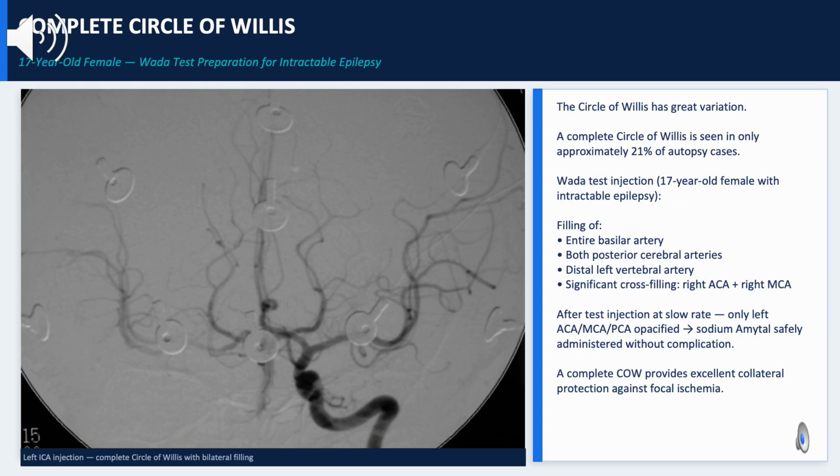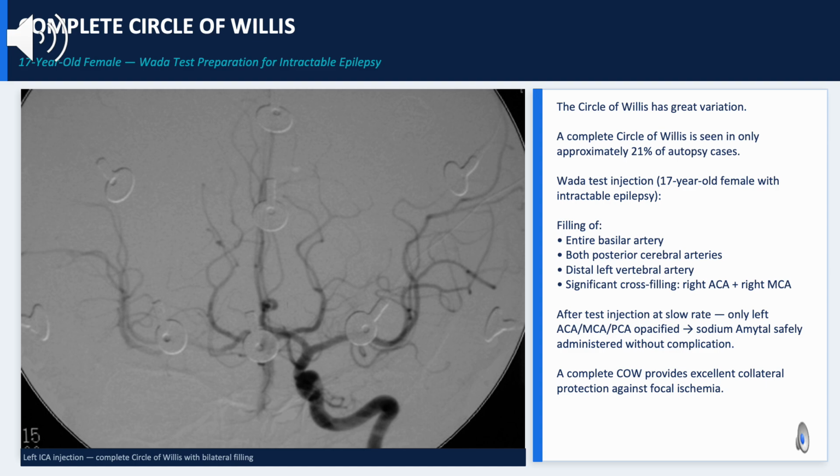The complete circle of Willis is rarer than most physicians assume. Autopsy series consistently find it in only 20 to 21% of cases. The remaining 79% have at least one incomplete segment. This case from a WADA test demonstrates the functional consequence of a complete circle. A single ICA injection fills both anterior circulations, the entire basilar artery, and both posterior cerebral arteries.